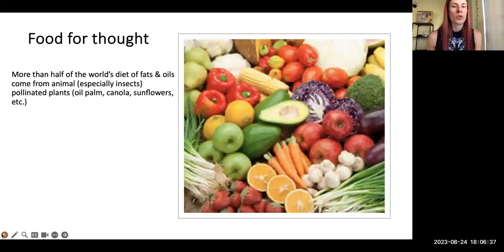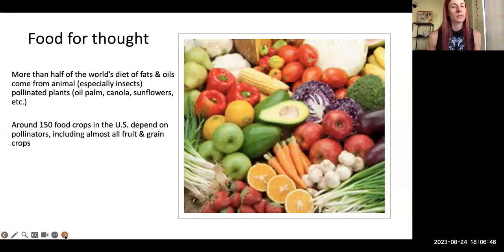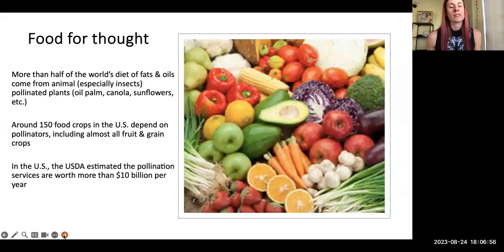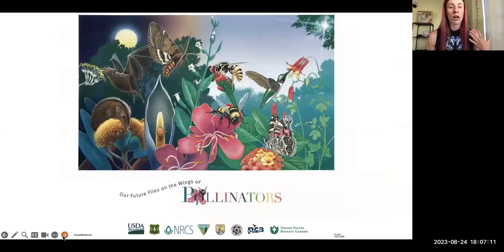So just some food for thought. More than half of the world's diet of fats and oils comes from plants pollinated by animals, especially insects. So palm oil, canola, sunflowers. Around 150 food crops in the United States depend on pollinators, and this includes almost all fruit and grain crops. And in the US, the USDA estimated the pollination services are worth more than $10 billion per year. So if you think about all the oils and all the foods for us and for animals, that's a lot that really rely on pollinators.